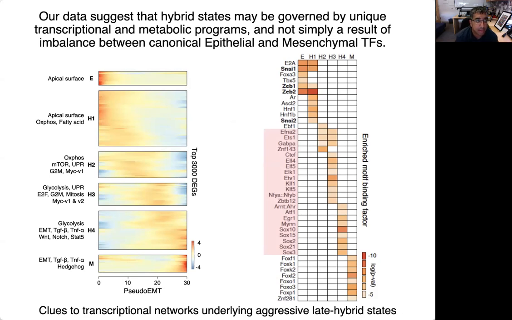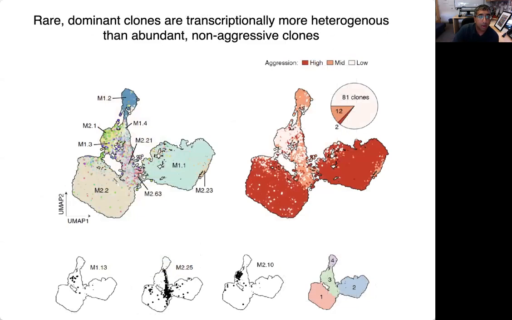What we see is that it's not simply a balance between epithelial and mesenchymal that tips one way or another. Rather, you see both programs, so metabolic programs and signaling programs and transcription factors that are unique to these intermediate states, right? And so that's interesting. Okay, so that's the high level story here.